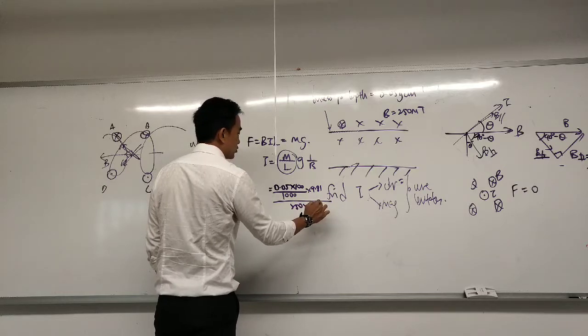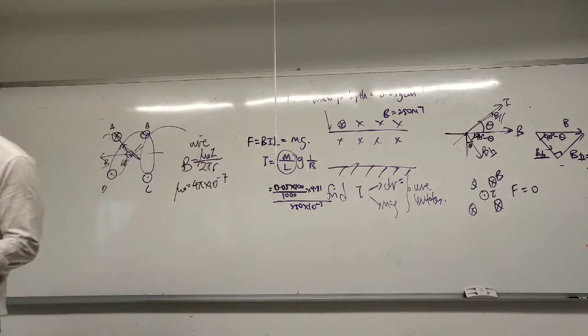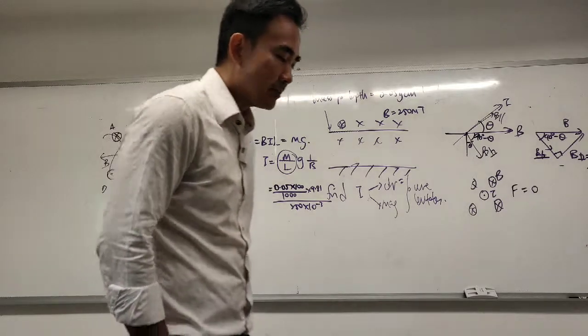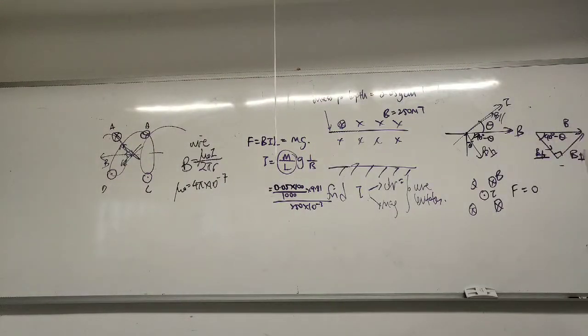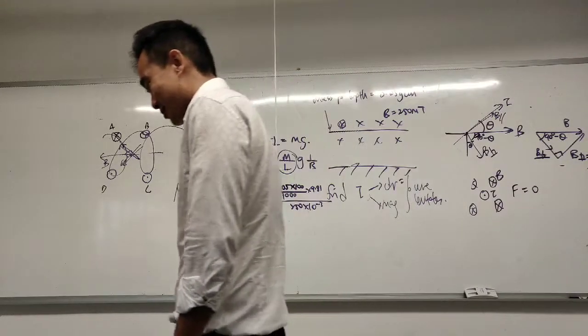Yeah, 10 to the power minus 3, correct. That's milli. Milli, centi, milli. What's the next one? Micro, nano, pico, femto, atto, yocto, zepto. Yeah, I think that's the smallest here, zepto.